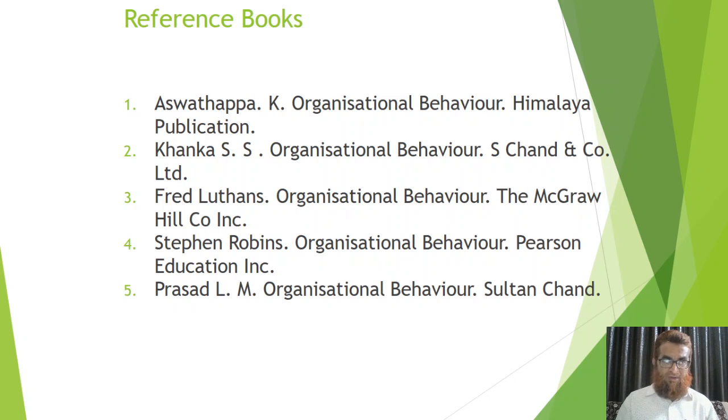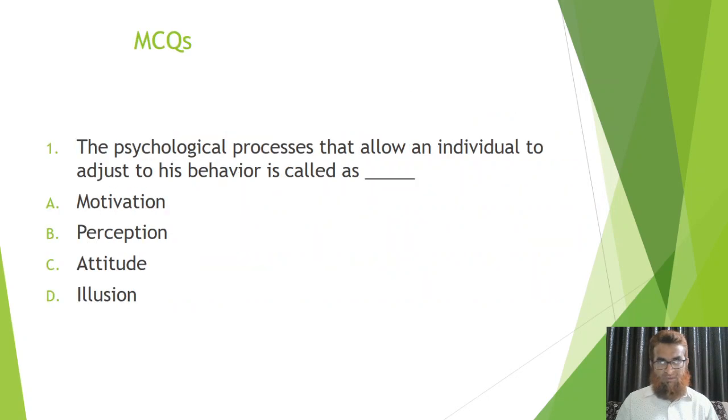The students can refer to these books for further studies, and we have some multiple choice questions. The answers will be given at the end. You can answer these questions and finally check your answers with the correct answers given here. The psychological processes that allow an individual to adjust to his environment is called as, four options are given, you can choose the correct answer.